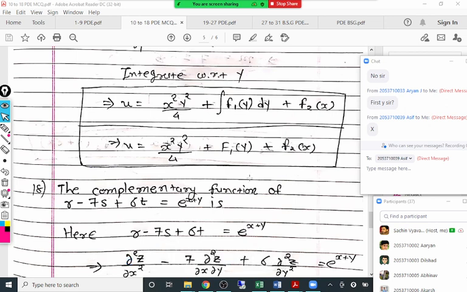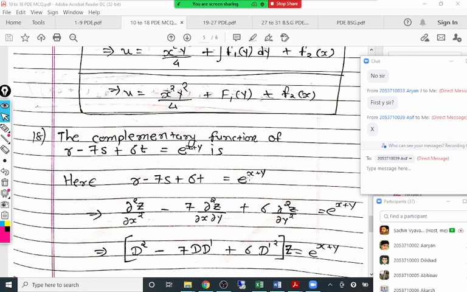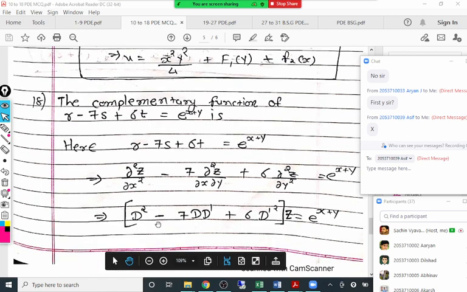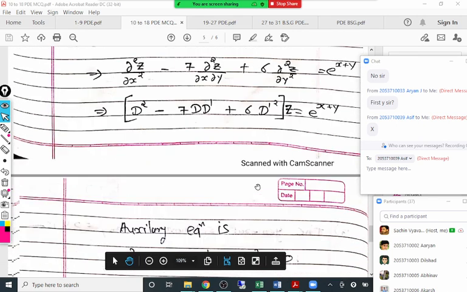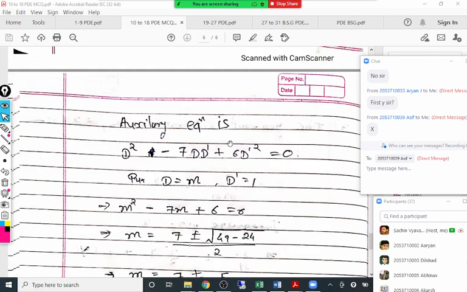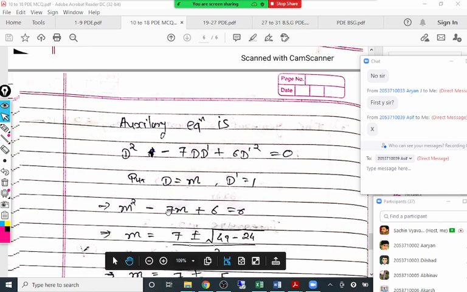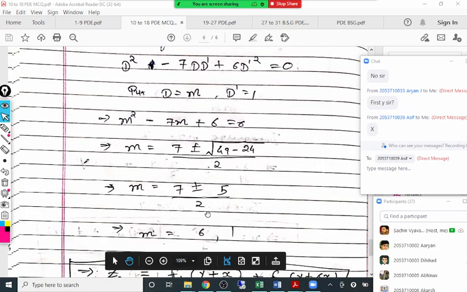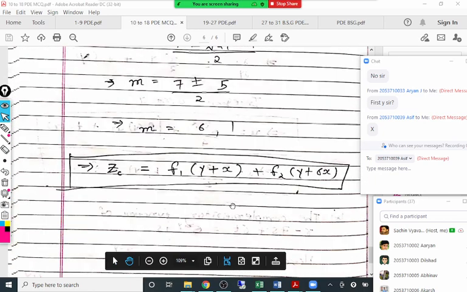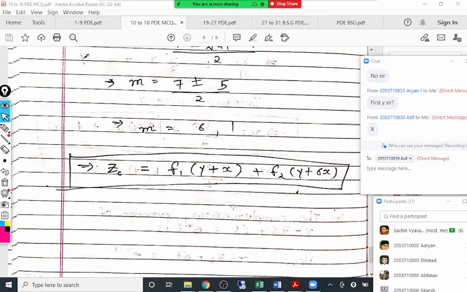And lastly, the CF for r minus 7s plus 6t. So D square minus 7DD dash. Yes, this is the differential equation, the auxiliary equation. We can put D equal to m and D dash equal to 1. And we get this quadratic equation, m square minus 7m plus 6, and the roots 1 and 6, and this is the answer. Good. I think all the answers are correct.